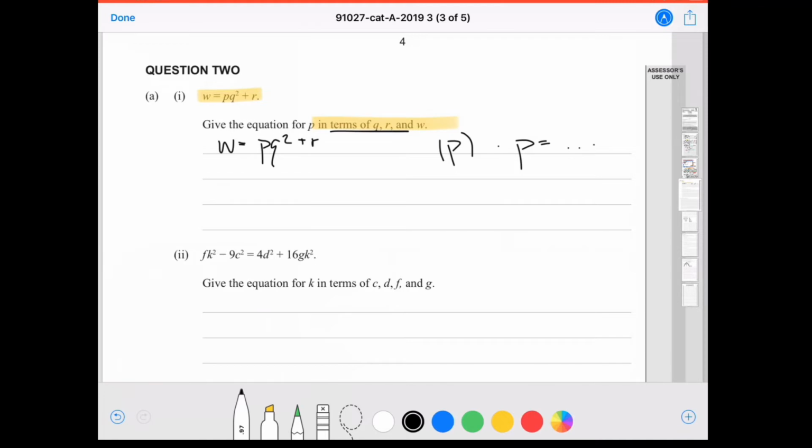The first thing we can do is take R to the left-hand side. We're going to say W minus R equals PQ squared. And then to get P on its own, we can divide by Q squared on both sides. So you've got W minus R over Q squared equals P. And this, guys, is the correct answer. So correct expression for P gets you the achieved. Pretty straightforward. Okay, let's keep going.